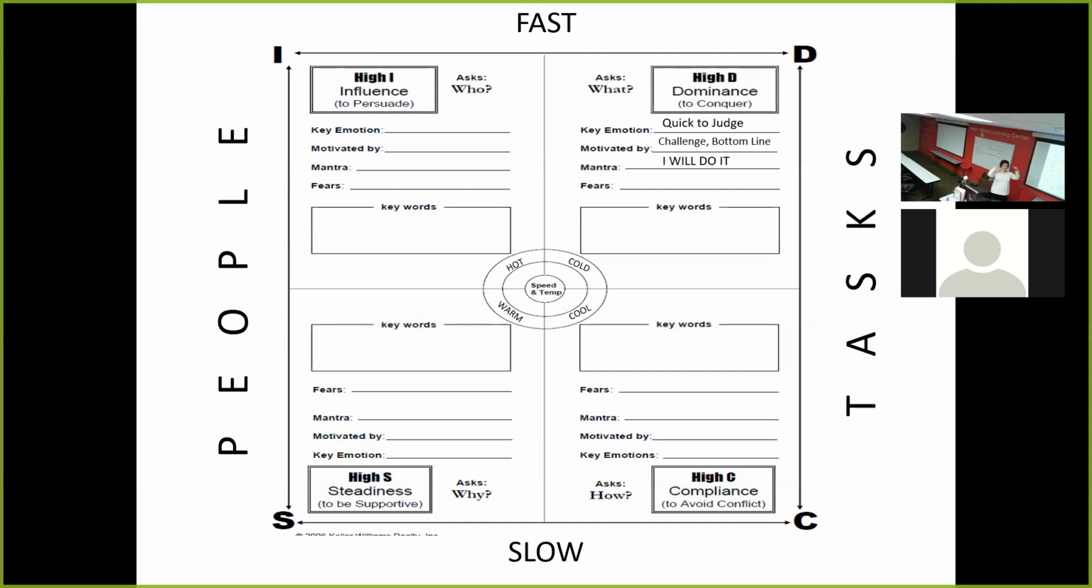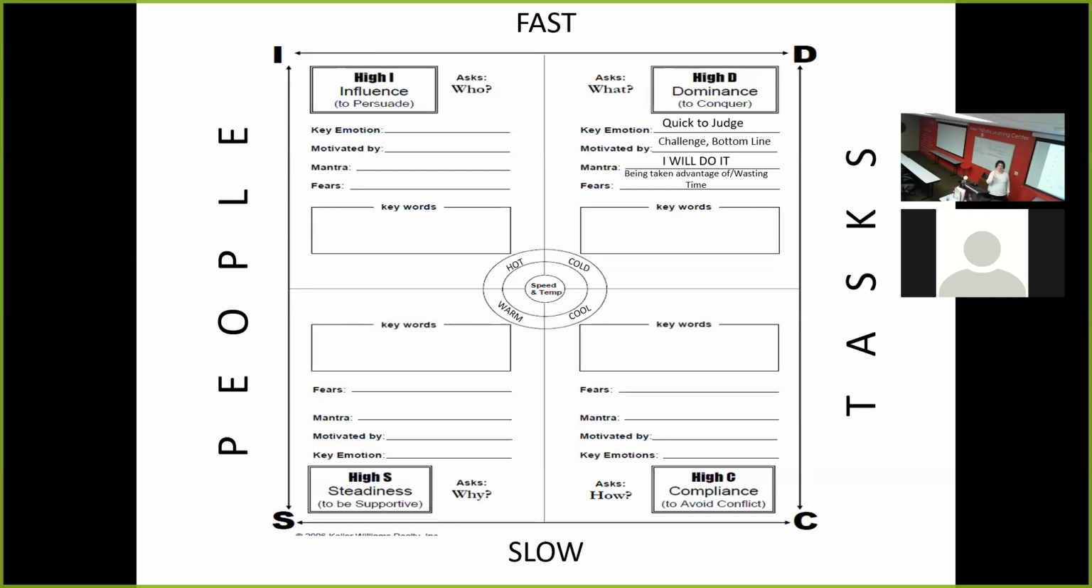Their mantra is, I will do it. Give me the ball, coach. I'll win the game. Right? D's want the ball because they're confident going through that door. I will do it. Give me the ball. Their fears are being taken advantage of and wasting time. Don't waste their time, and don't try to take advantage of them. Don't try to outmaneuver them. Right? If they think they can smell a scheme, they are out for blood.